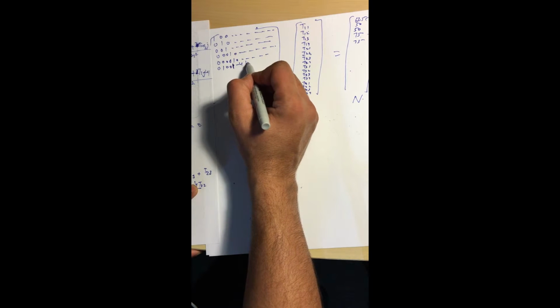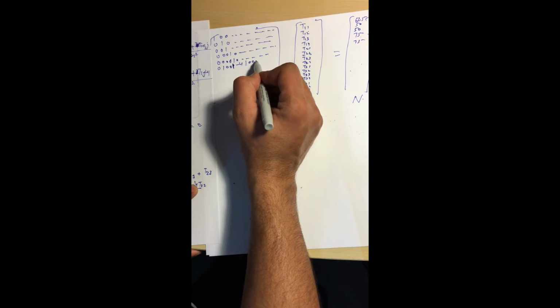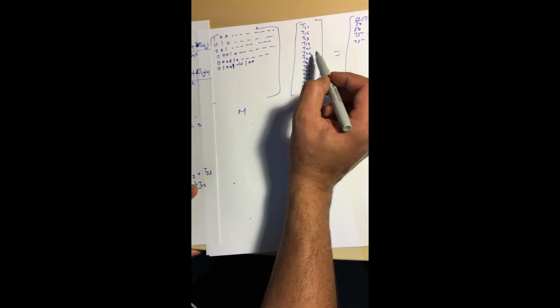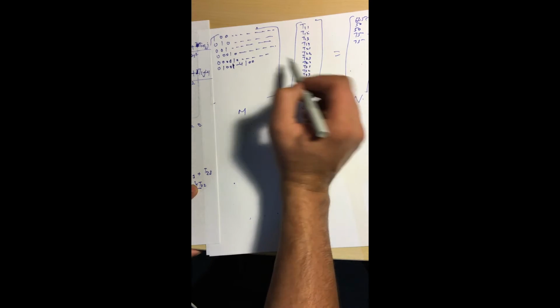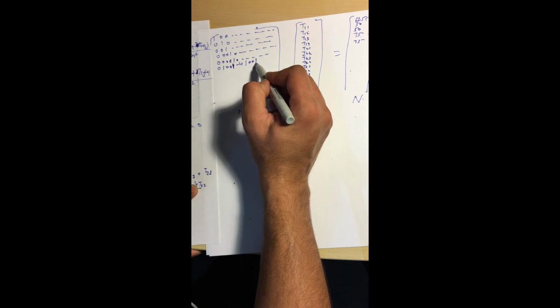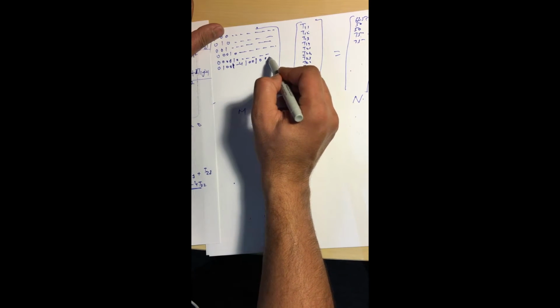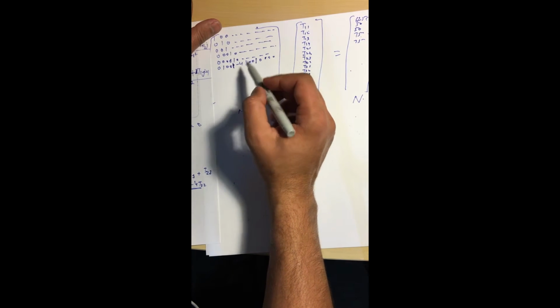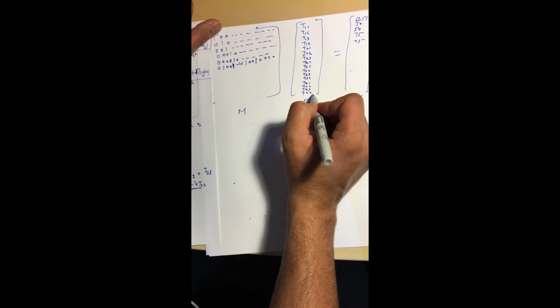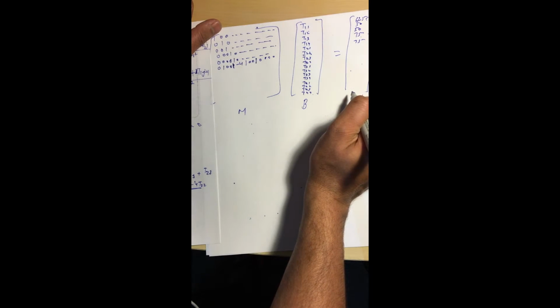So 1 2 3, sorry, this is the fourth one. So 1 2 3 4 and 1 2 3 4. The rest of the points are 0. So this will go similar for the whole equation, and we can solve it.